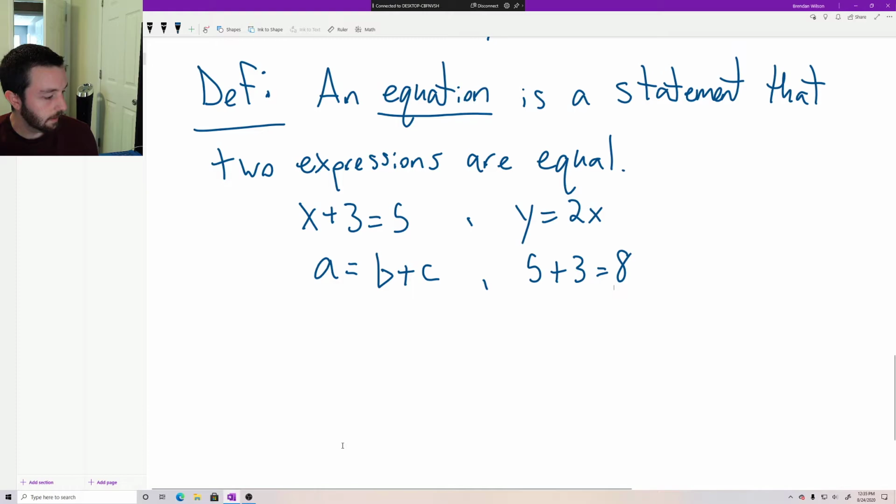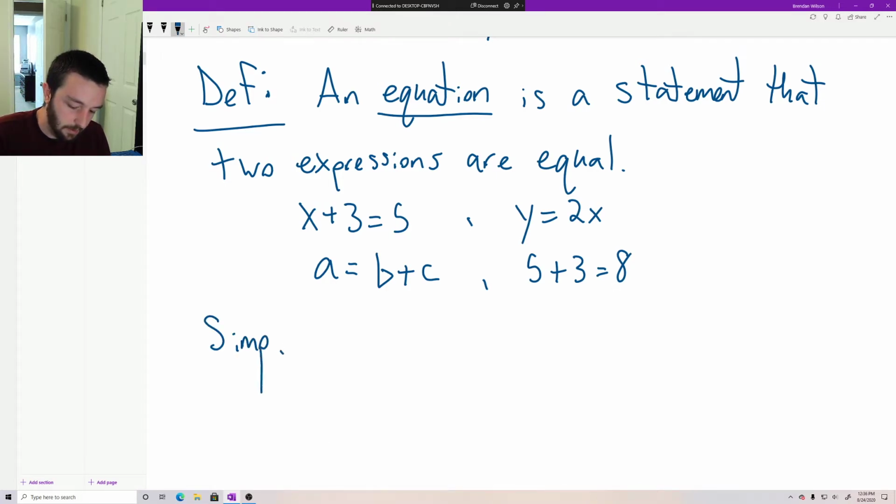All right, let's talk about simplifying expressions. Oftentimes when we're given expressions, they're not necessarily nice expressions. So what we want to do with them is make them as simple as we possibly can. So we'll talk about simplifying expressions.